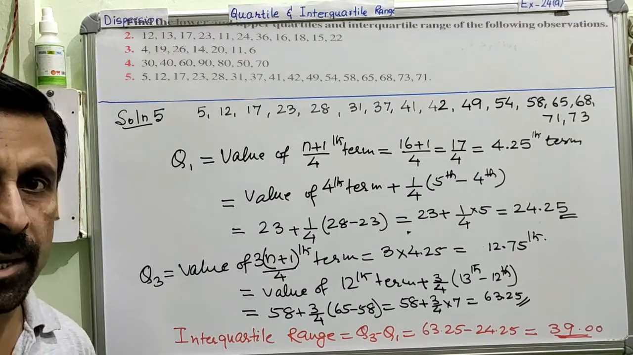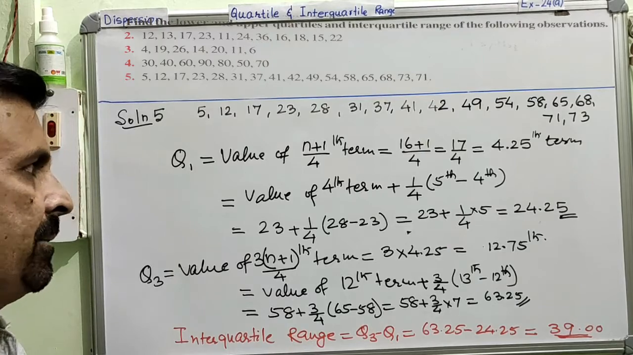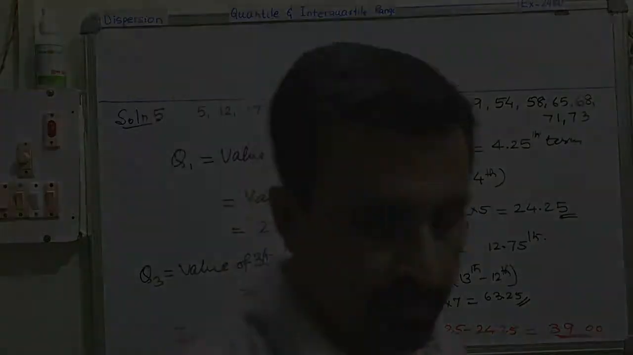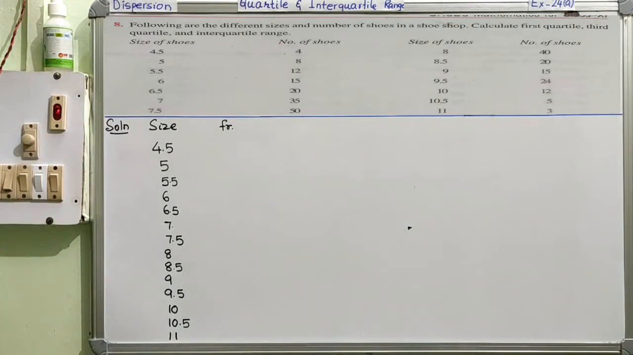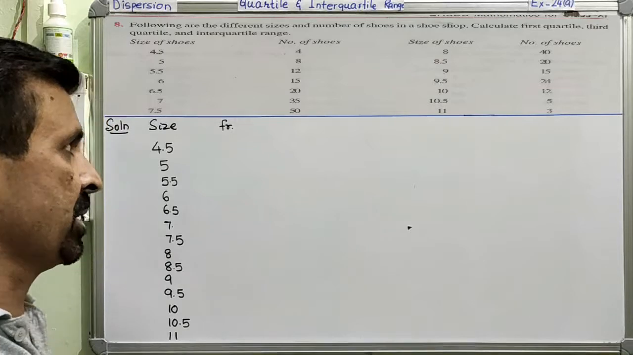Hope this question is very clear. With this we are done with the simple or individual distribution. After this, now we will move on to discrete distribution. Okay. Now we are moving on to question number 8. This is one example of quartile and interquartile range for discrete distribution.